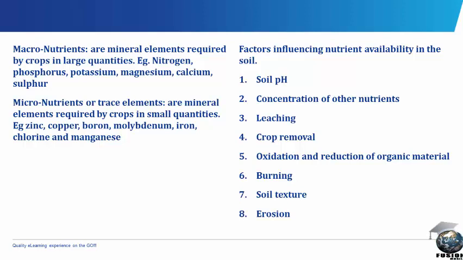Some factors that influence the availability of nutrients in the soil are the soil pH level, concentration of other nutrients, leaching, crop removal, oxidation and reduction of organic material, burning, soil texture, and erosion. In soil pH level, the degree of acidity or alkalinity of the soil affects the availability of nutrients both in the soil and also to plants.